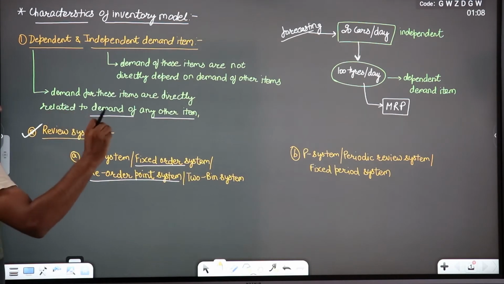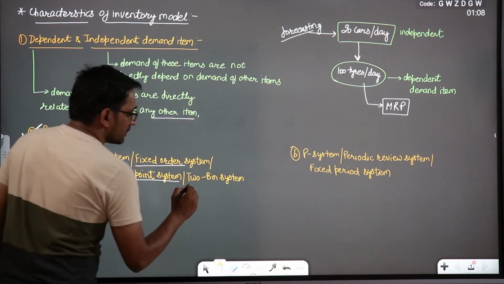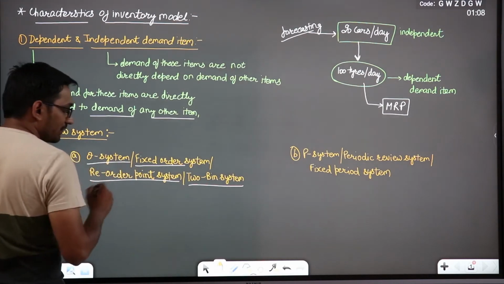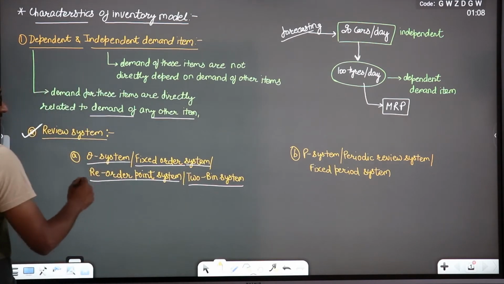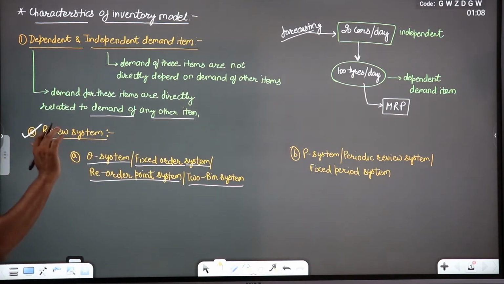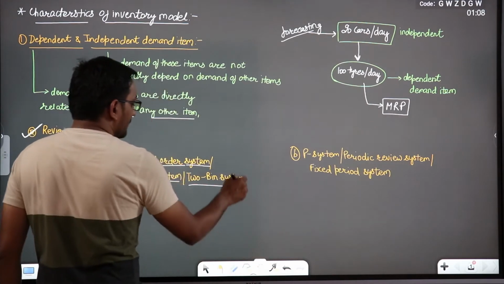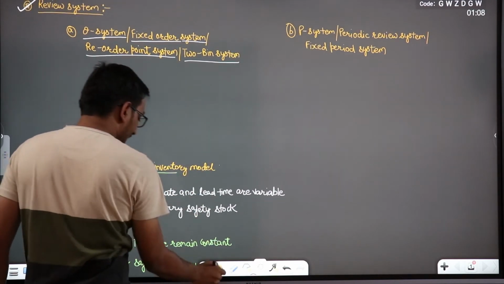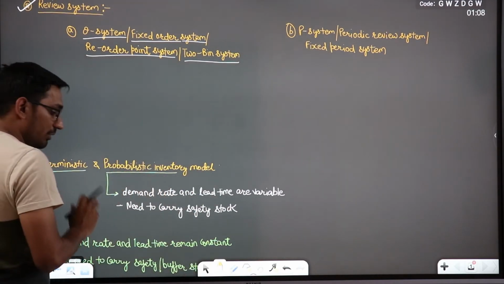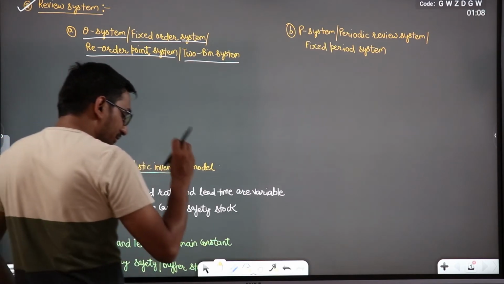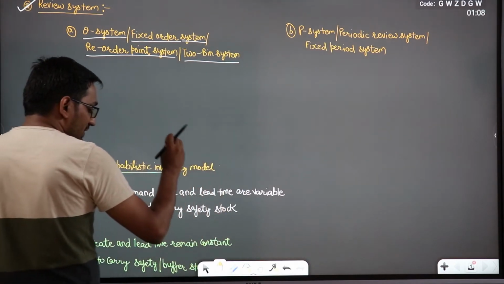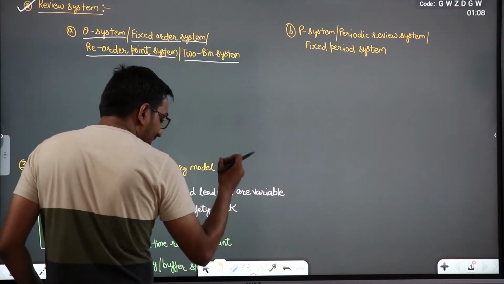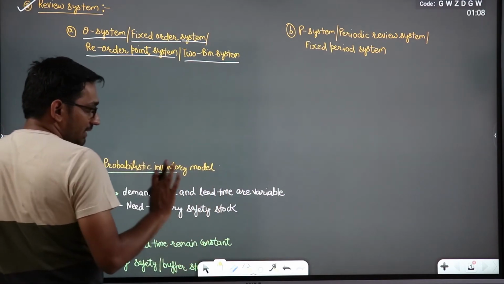You already know that when you have to place an order, it is also known as the two bin system, right? So there are various names: Q system, fixed order system, reorder point system, or two bin system. So I can say that in the Q system or fixed order system, if the inventory level reaches the reorder point, a fresh order is placed for a specified quantity at that point of time, right?